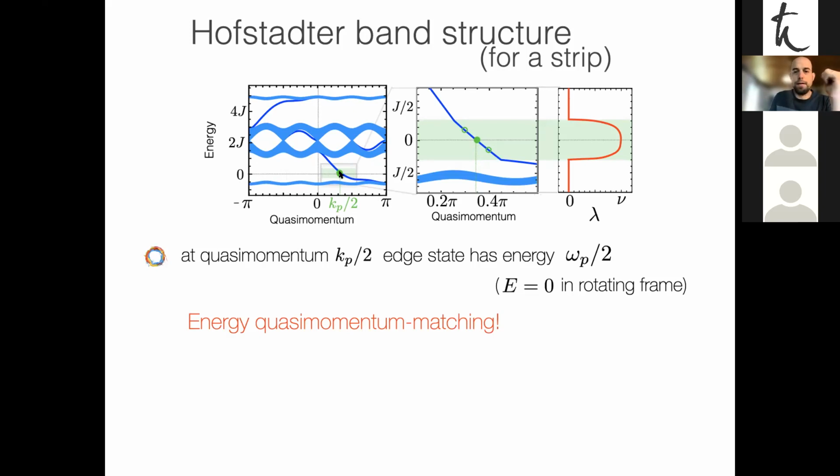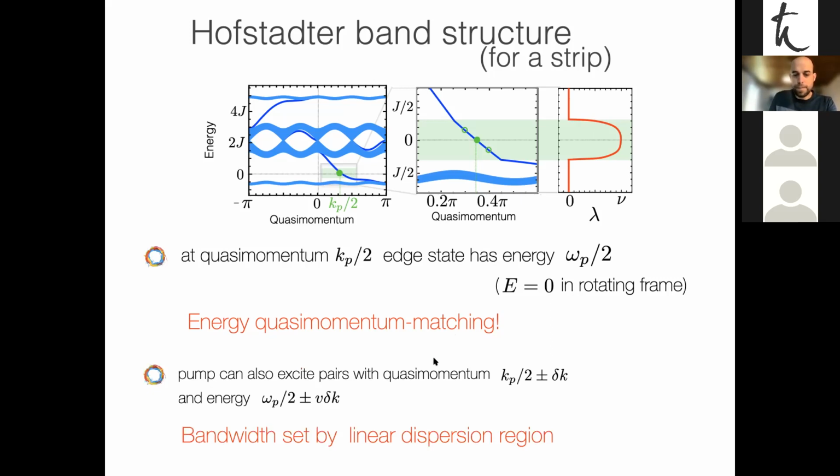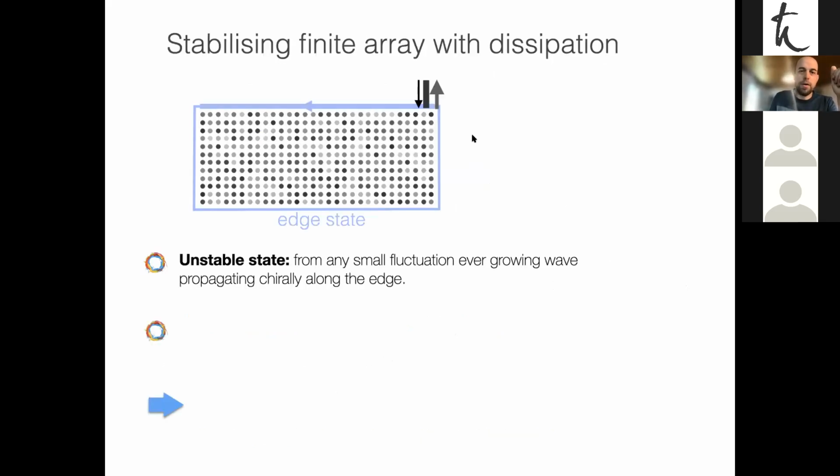And then the nice thing is that in the region where the dispersion of the edge state is fairly linear, we automatically get phase matching. So we get a finite bandwidth that is set by the region where the dispersion is linear. Okay, so until now I'm describing an unstable situation.